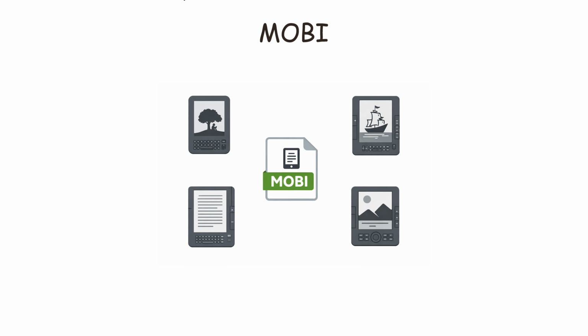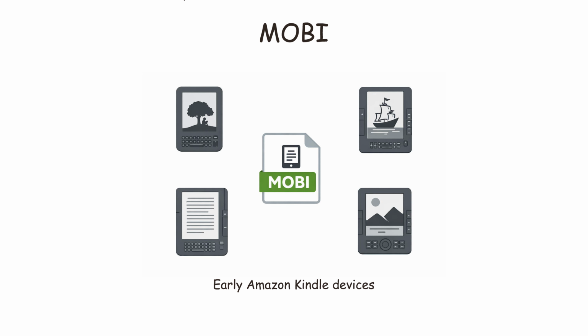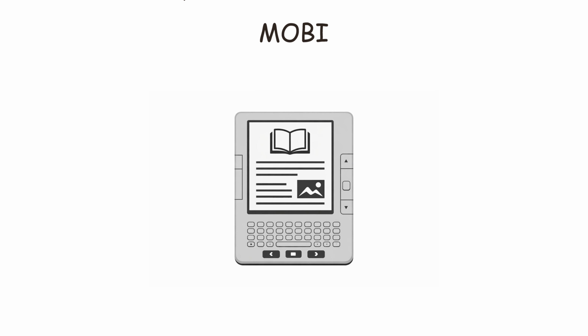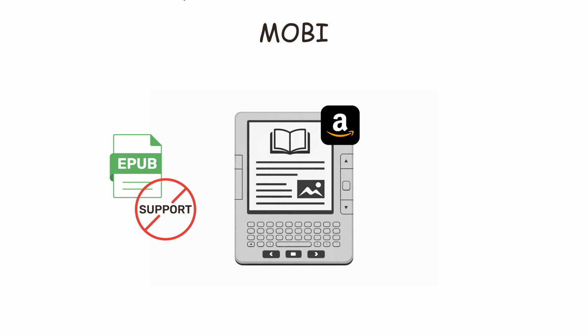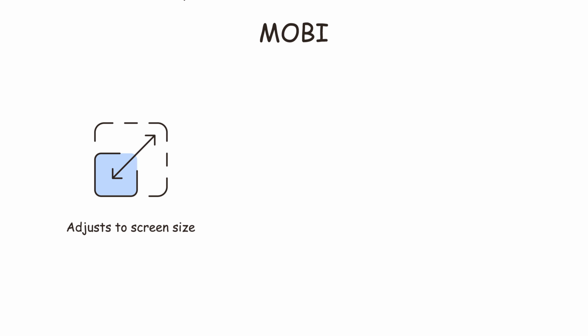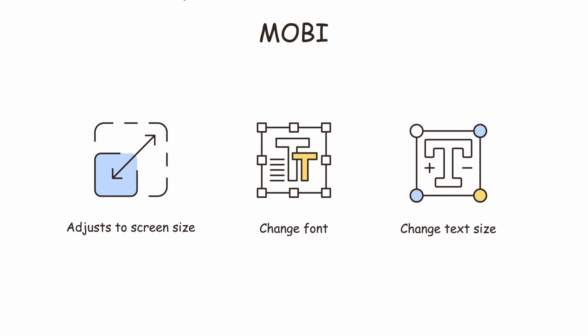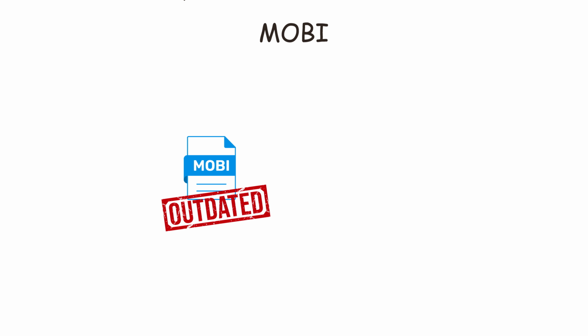MOBI. MOBI is an older ebook format that was mainly used on early Amazon Kindle devices. It became popular because early Kindle readers did not support EPUB, so Amazon relied on MOBI as its main ebook format. Like EPUB, MOBI supports reflowable text. That means the content can adjust to your screen size, and you can change the font or text size while reading.